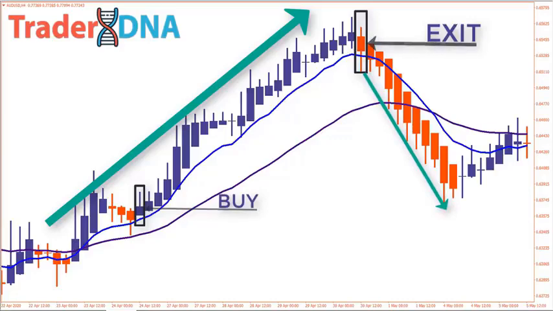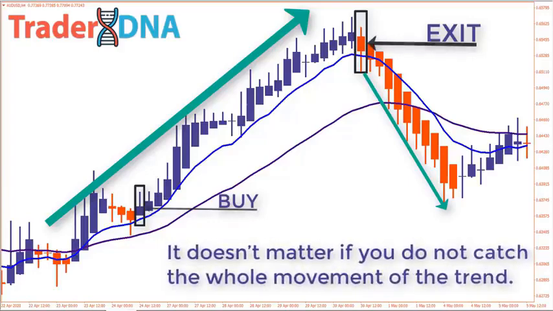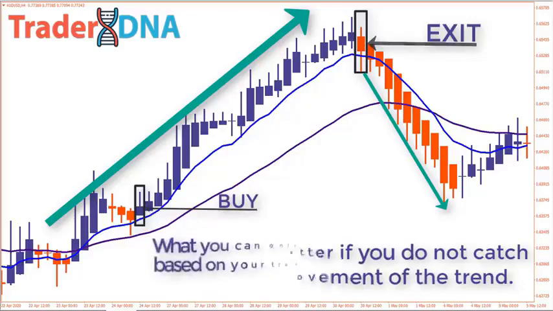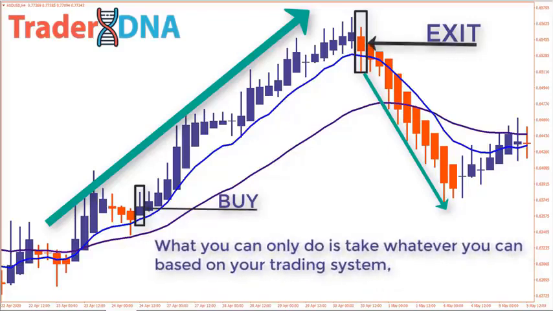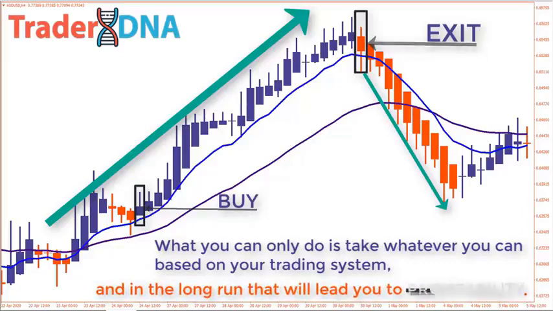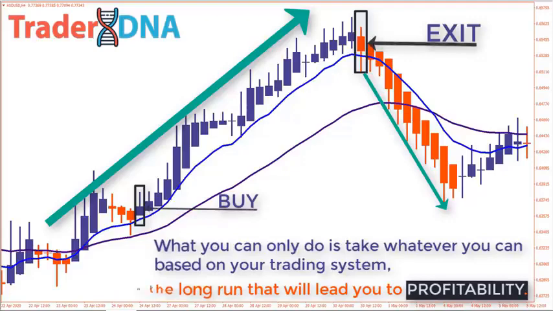However, not all trades are going to be like this. As I've said a number of times already, it doesn't matter if you do not catch the whole movement of the trend. It's impossible to do so. What you can only do is take whatever you can based on your trading system, and in the long run that will lead you to profitability. Here are other examples of Heiken Ashi trading strategy.